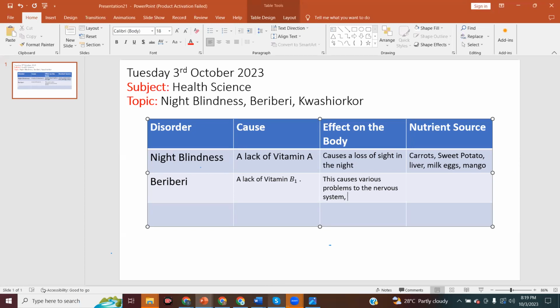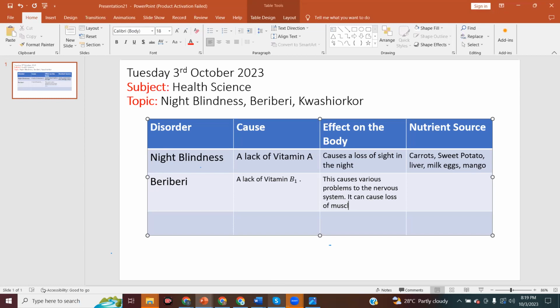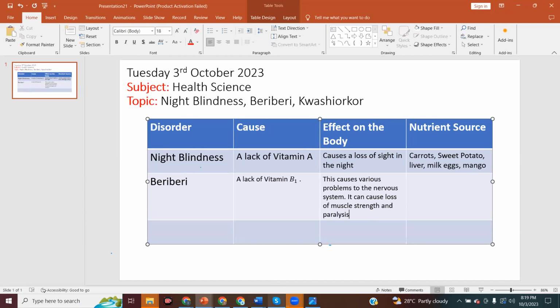So this causes various problems to the nervous system. It can also cause loss of muscle strength, right? And paralysis. What does paralysis mean? You can't move your body. It means that you're paralyzed.